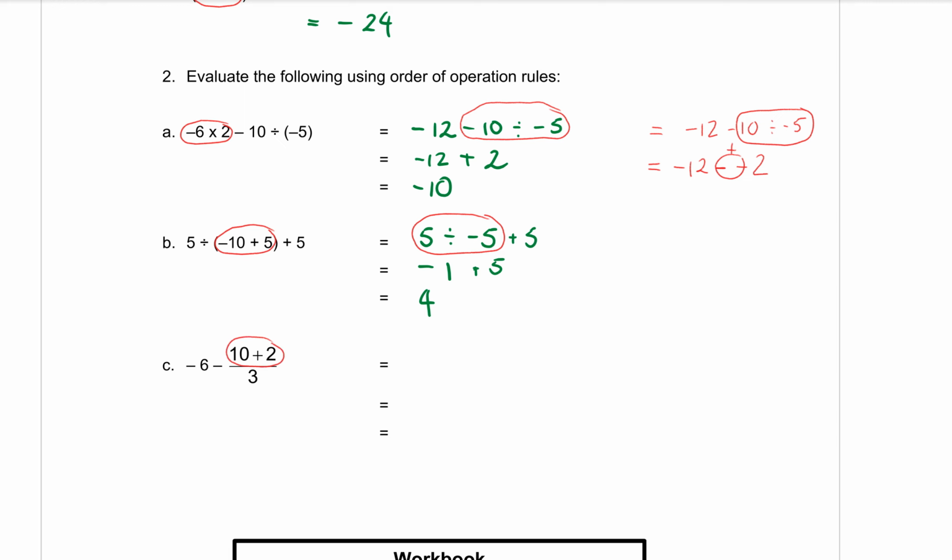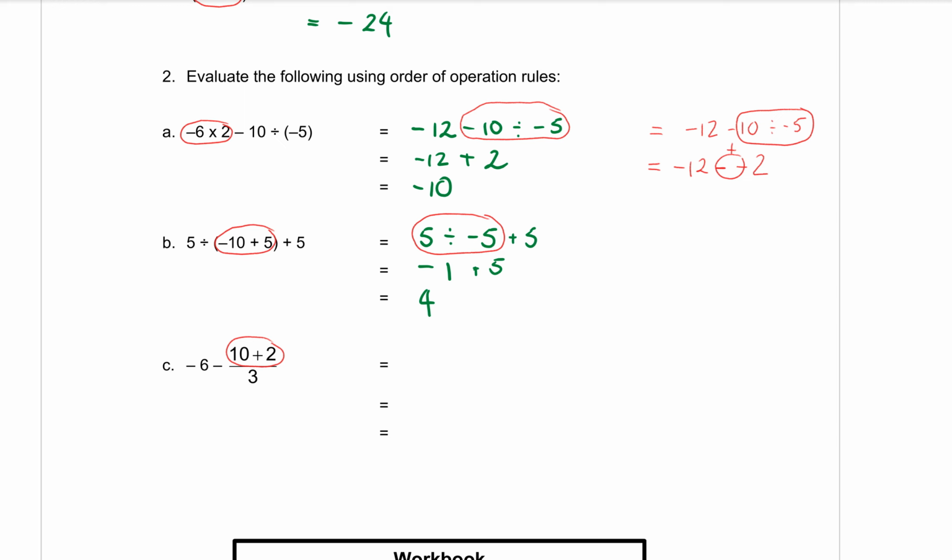Okay, the temptation is that, does anyone know what a fraction line means? Add, subtract, multiply, divide? No. It actually means a divide. Oh, sorry? It does mean a divide. Good, so there was a couple of people that knew that. But we can't do that divide first because which one do we divide? We do 10 divided by 3 or 2 divided by 3. We have to do both of them, which is why I actually have to do that step first.